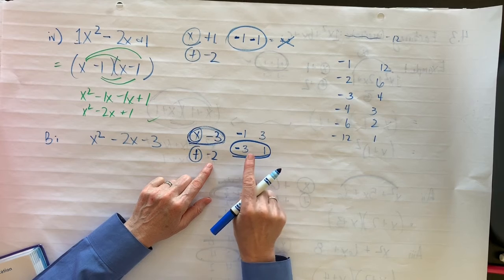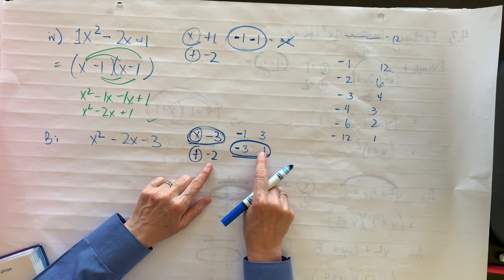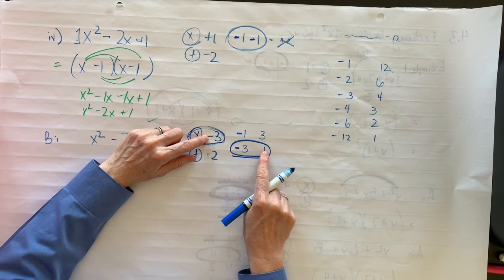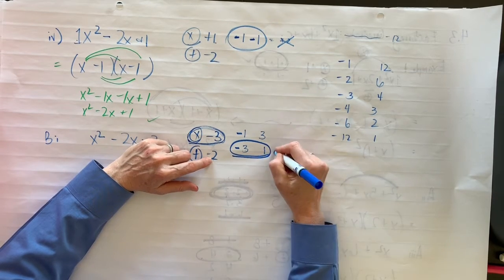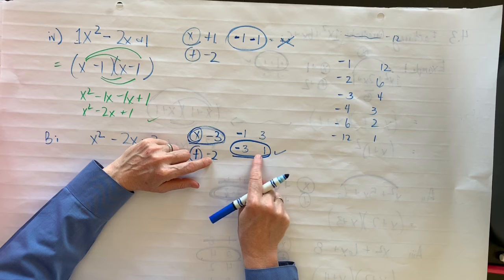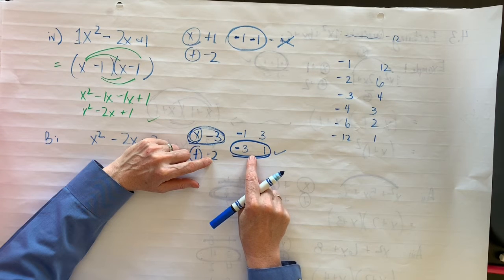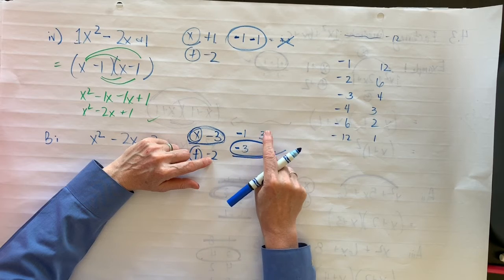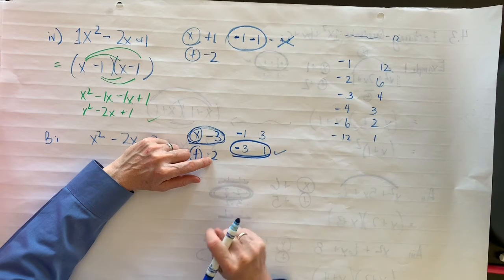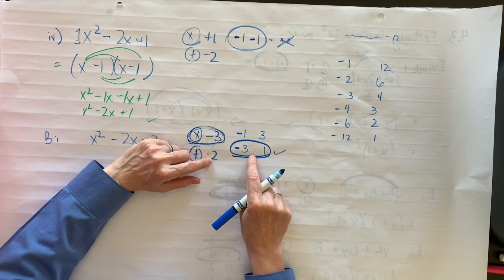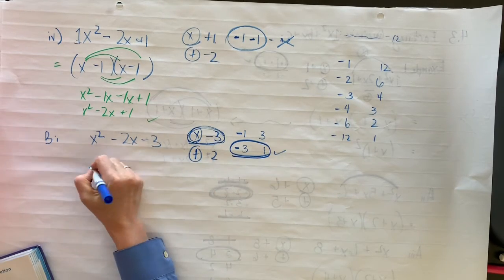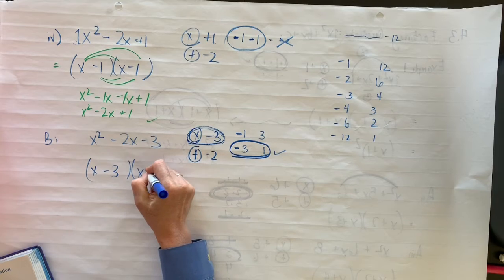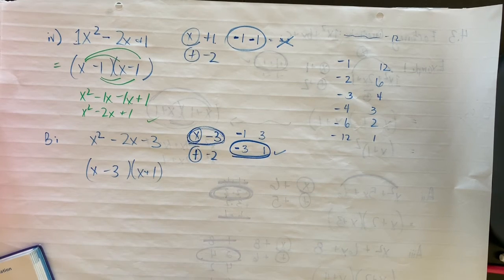This pair, -3 times +1 equals -3. -3 plus 1 equals -2. That is the right set of numbers to make the factoring work. This doesn't work. It multiplies to -3, but it adds to +2, so that's not the right set. I need to look at this set. Once I found my right set, I do exactly the same thing. I had -3 and +1.